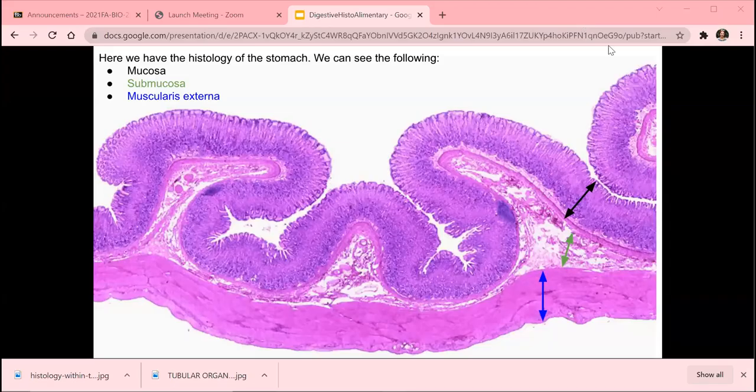Here is the histology of the stomach. In this histology, you can see different layers. The black arrow shows you tunica mucosa: epithelium, lamina propria, and muscularis mucosa. Then we have tunica submucosa, and after that, we have muscularis externa.